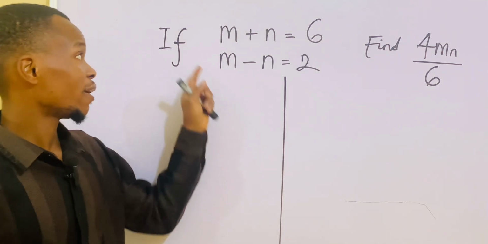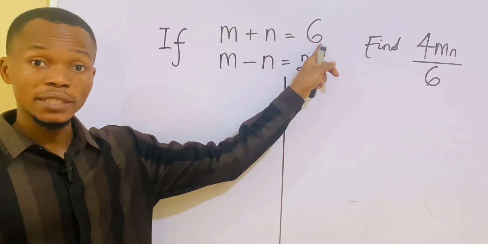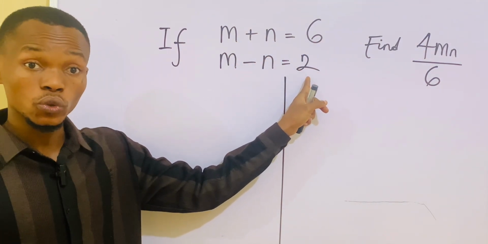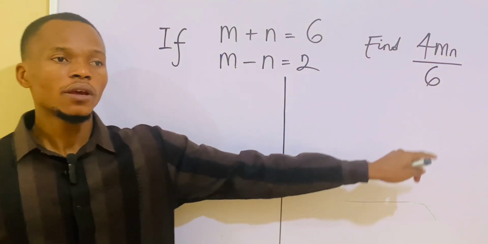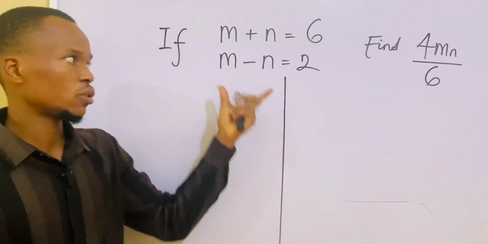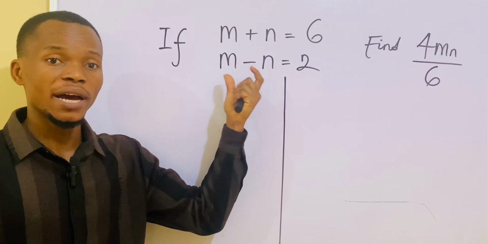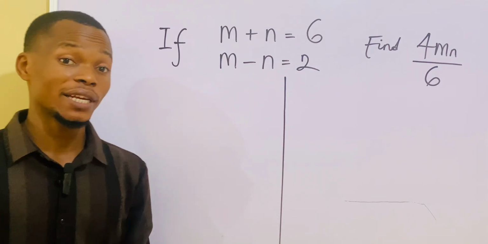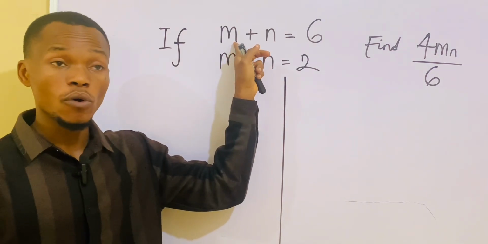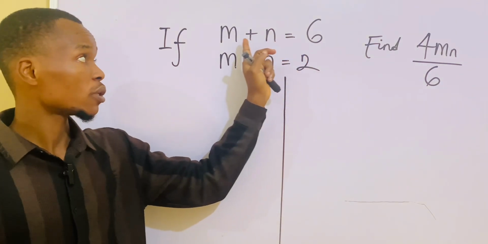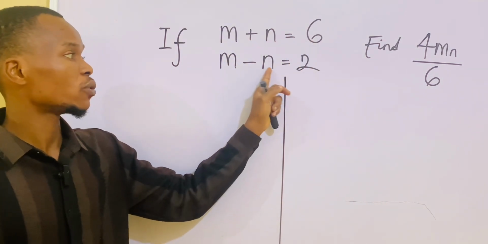Now let's begin. I have, if m plus n is equal to 6 and m minus n is equal to 2, we are asked to find 4mn divided by 6. Now before I go to this part of the question, I have to solve this to obtain the value for my m and n. Now some of you that are smart, merely looking at it, you know my m is 4 while my n is 2, because 4 plus 2 is 6 and 4 minus 2 is 2.